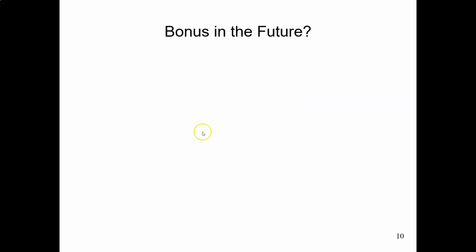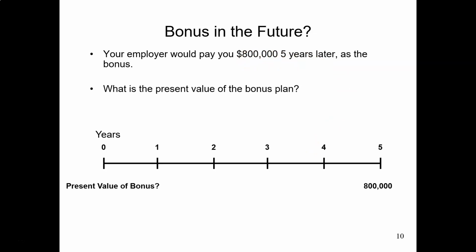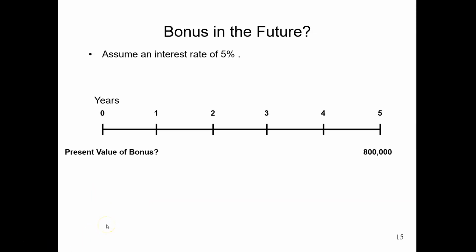Okay, now I want to ask an interesting question. Suppose your employer is Zoom. Zoom provides a bonus plan for you. The bonus plan will be $800,000 5 years later. Now you want to know what is the present value of this bonus plan. 5 years later, you will have the future value as $800,000. Now you want to ask how much present value is the bonus plan. Assume the interest rate is 5% per year. You will have $800,000 5 years later as the future value.